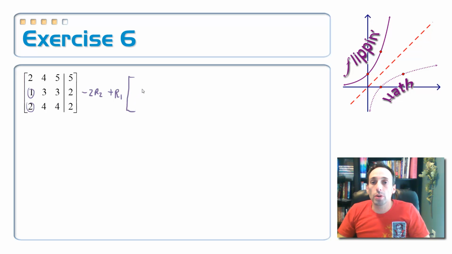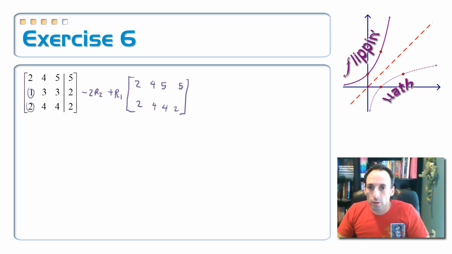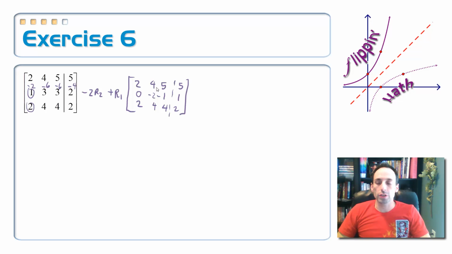The top one and the bottom one are going to stay exactly the same. So 2, 4, 5, and 5. The bottom one, a 2, a 4, a 4, and a 2. Put this line down here. And now I need to go back to the second row and times everything by -2. So -2, -6, -6, and a -4. I can add it to the top row. So my first element is going to be a 0, and then a -2, and then a -1, and a +1. So I've done my first elimination.